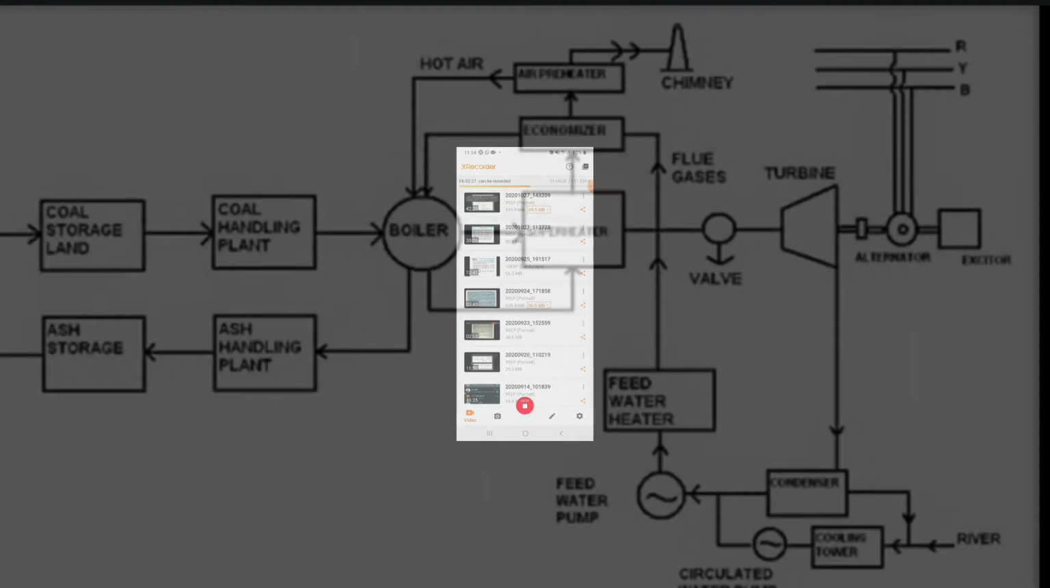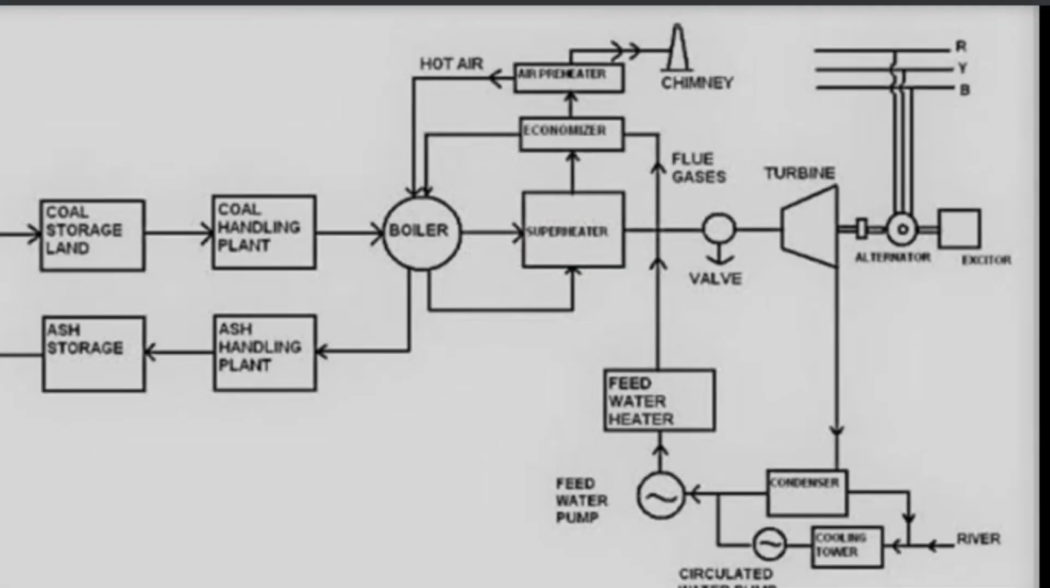Next, alternator. The steam turbine is coupled to an alternator. The alternator converts the mechanical energy of turbine into electrical energy. The electrical output from the alternator is delivered to the bus bar through transformer.